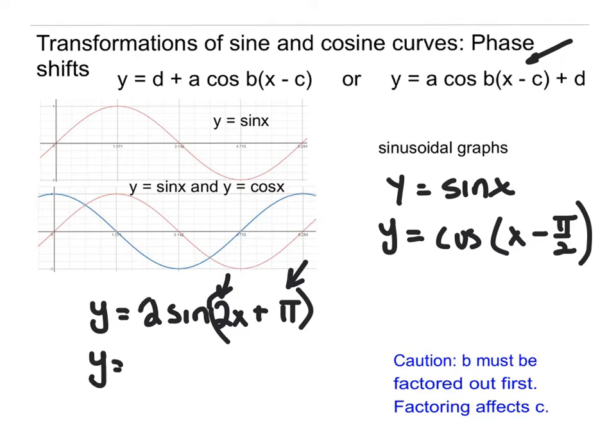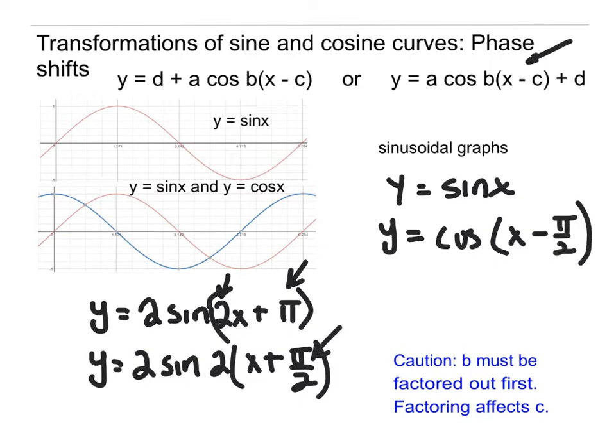So if I took this function, I would say 2 sine of 2 times the quantity x plus pi over 2. Now multiply that out if you don't believe me, right? So 2x plus pi will get you back to pi. This is the phase shift. So the phase shift would be left pi over 2. Okay, so make note of that in your notes, please.